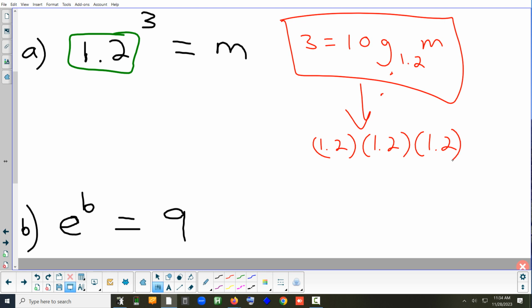It means to take the number 1.2 and multiply it by itself 3 times. That's how you break this logarithm down. You take that number and multiply it by itself that many times. Does that make sense? It's just an exponent. Because the 3 is an exponent on the number that's your base, and all it means is to multiply the base times itself 3 times.